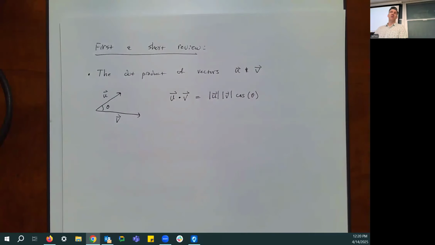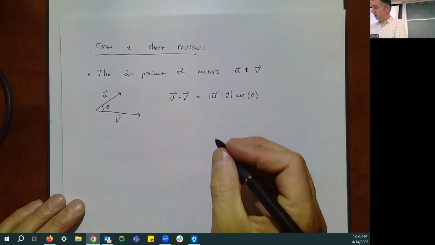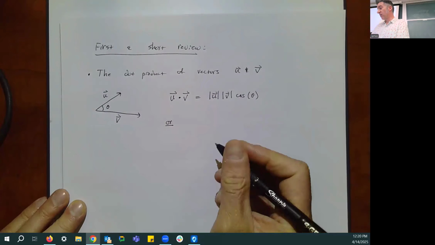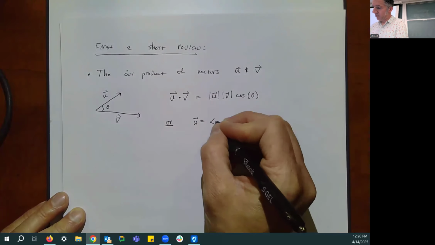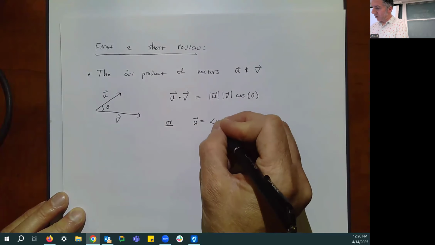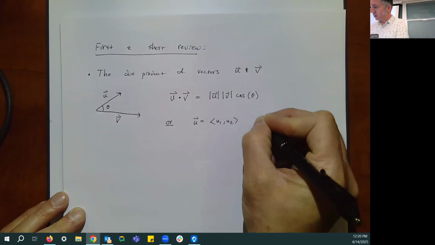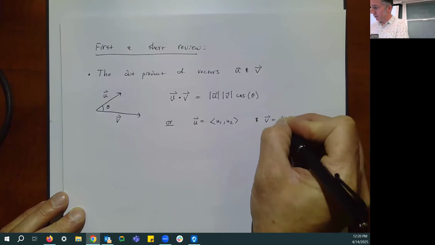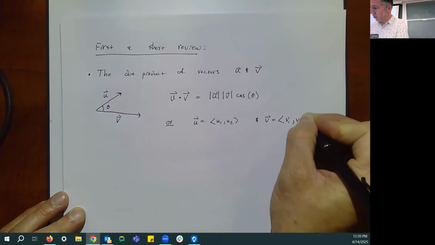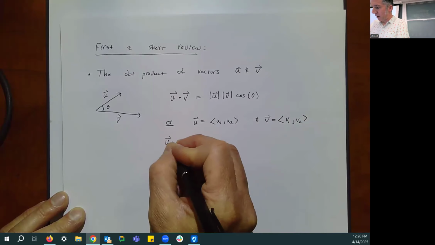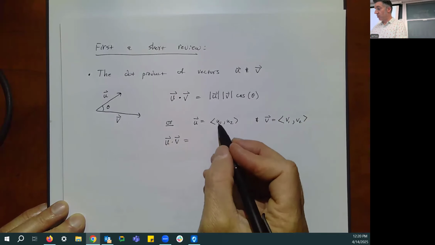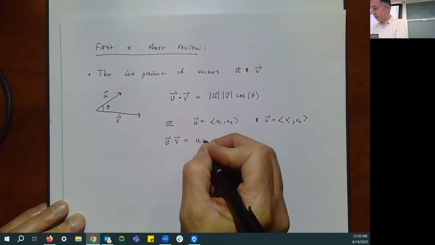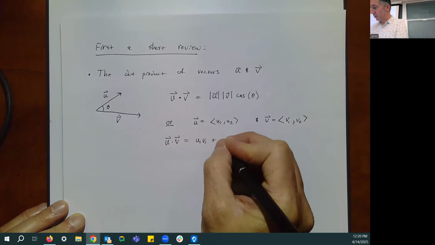But a lot of the time, you won't know the angle between two vectors. And so another way of calculating the dot product, if we know the components of u and v, say u is equal to some vector u1, u2, and v is equal to some vector v1, v2, then you can calculate the dot product by multiplying the corresponding components together. So u1 times v1 and u2 times v2, and then adding up the results.